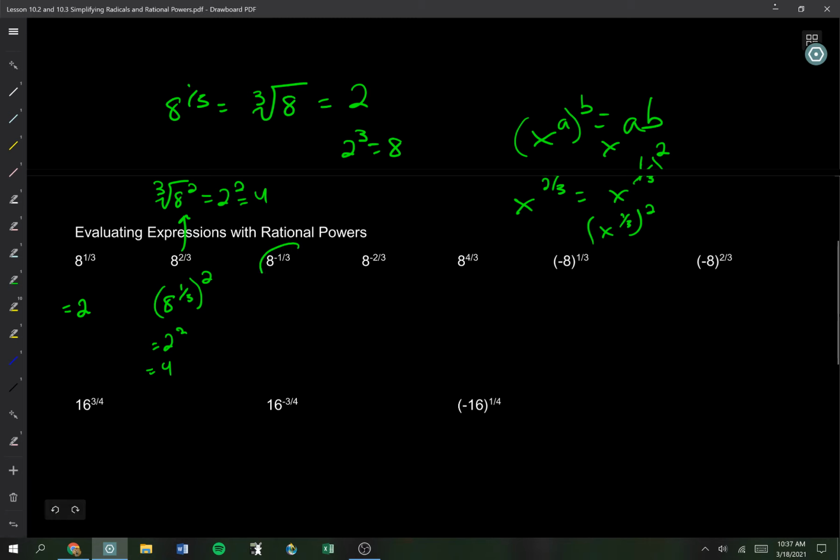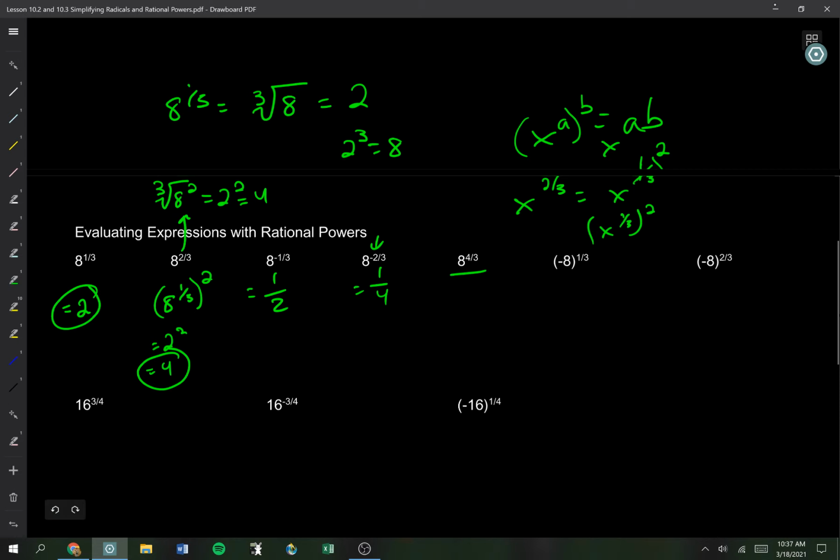So 8 to the negative 1/3. Well, since I know that 8 to the 1/3 is 2, 8 to the negative 1/3 is 1 over 2. It's a half. And 8 to the negative 2/3. Well, since I know that 8 to the positive 2/3 was 4, this is going to be 1 over 4, because the negative power just flips a fraction.